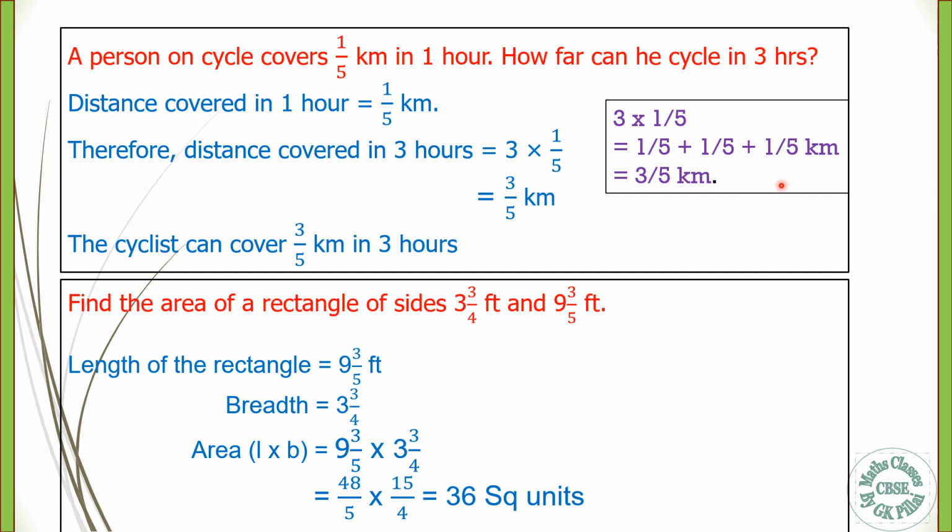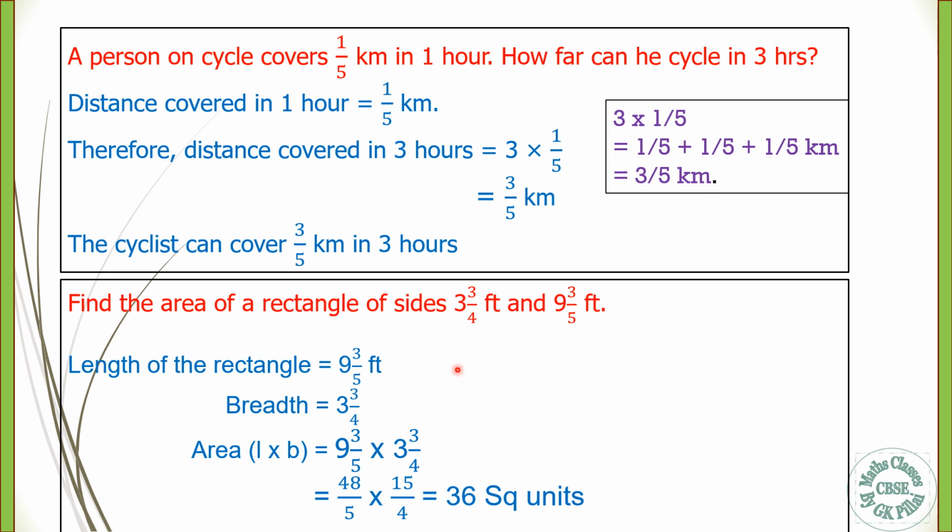In the textbook, it is explained this way also. 3 into 1 by 5 means you can add 1 by 5 three times. You will get 3 by 5. Since the denominators are the same, you will add the numerators only like this.